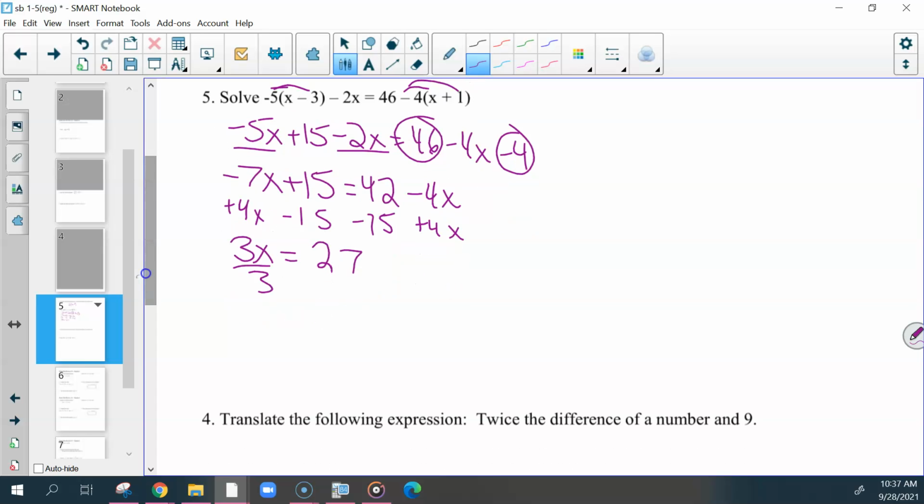So positive 9 was the answer to that one. No, negative 9, because this was negative. Questions on those two?